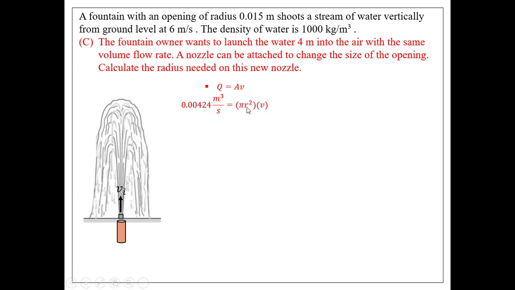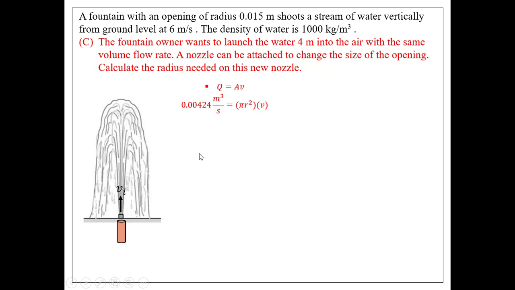Ultimately, we're asked to find what this new radius is going to be, so that it shoots this water up, so that it goes up 4 meters high. V, I don't know what that V is. Okay, so do not plug in 6 meters per second here, right? I don't know what this new velocity is. Why? Because I don't know how high it goes previously.